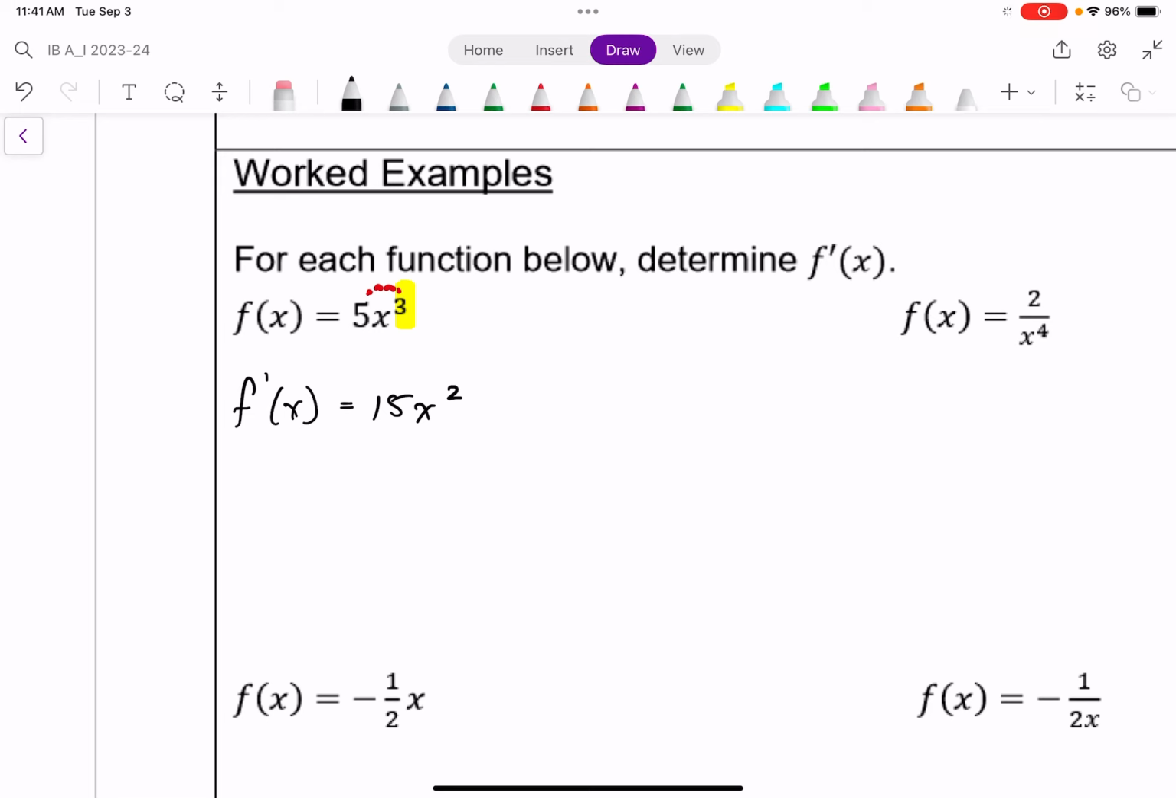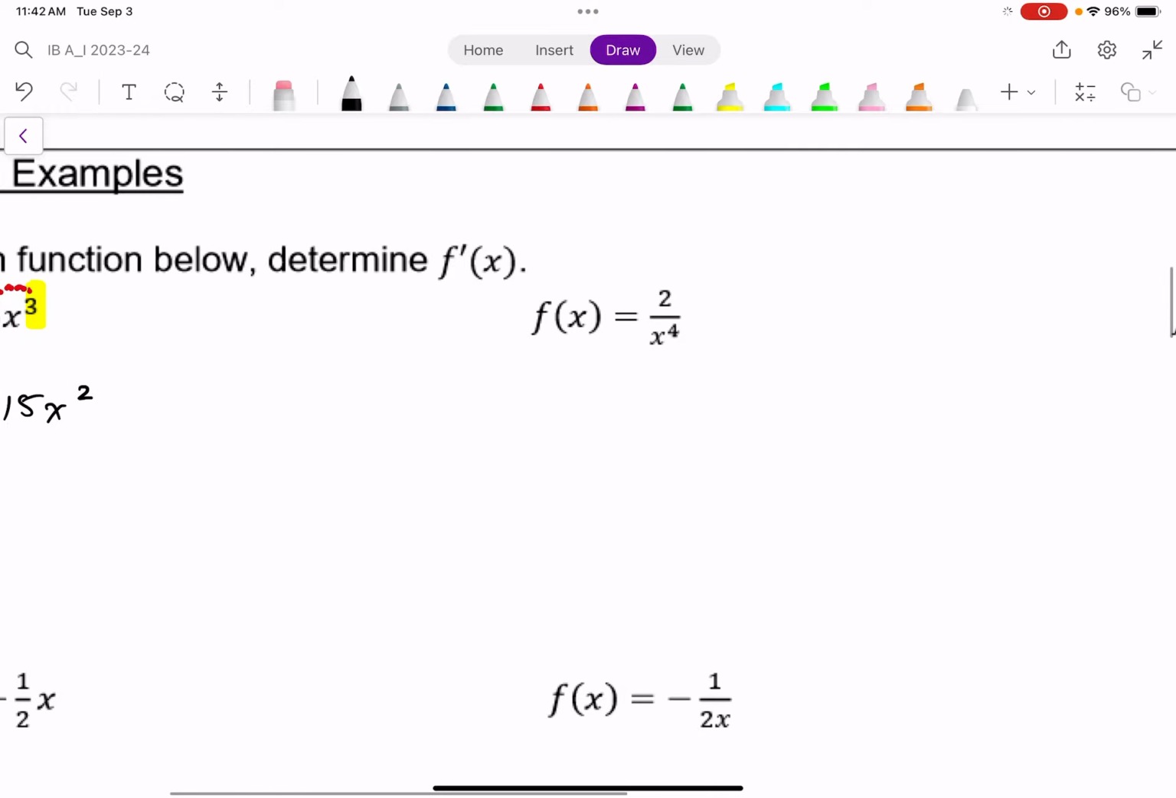And please don't think all functions are power functions, but a lot are. And polynomial functions are a series of different power functions. And so a lot of functions can be differentiated really, really quickly here.